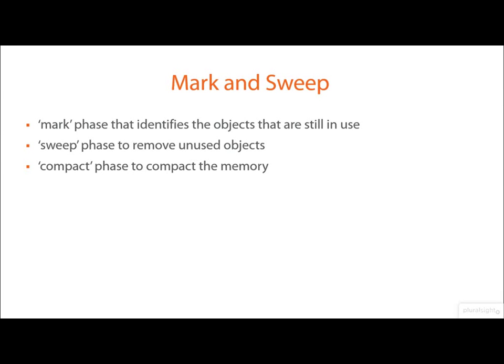Mark and sweep garbage collectors actually typically have three phases. A mark phase that identifies the objects that are still in use, a sweep phase that removes unused objects, and then a compact phase to compact the memory after all unused objects have been removed.